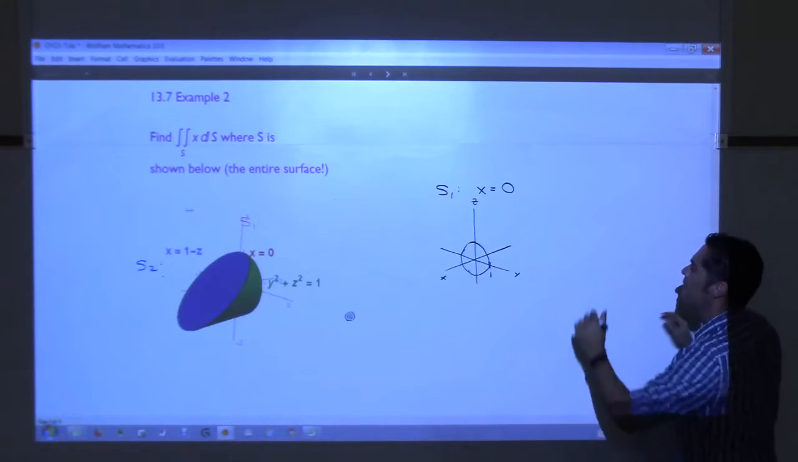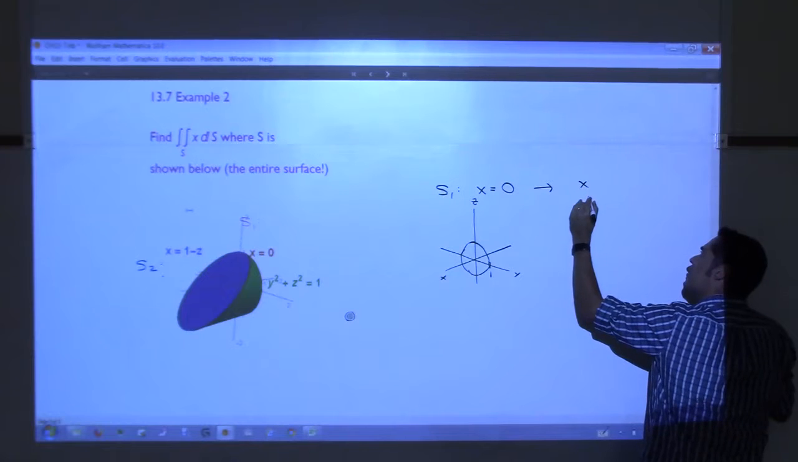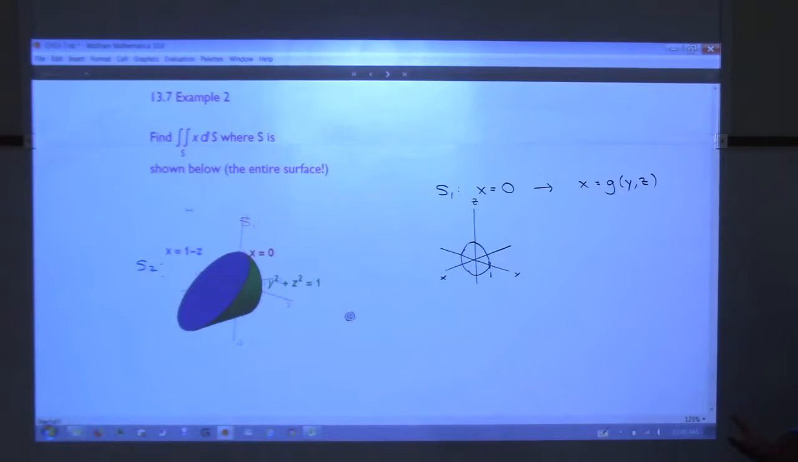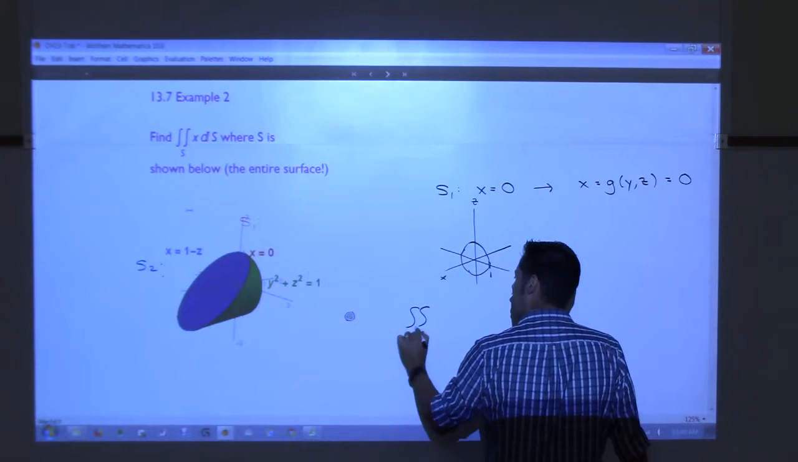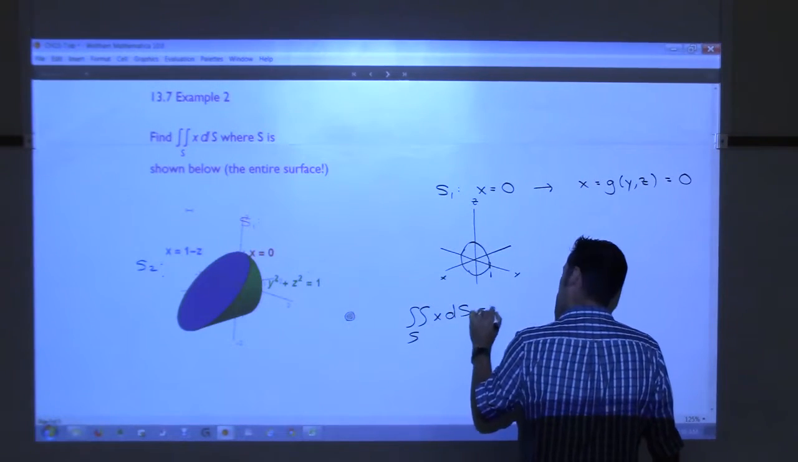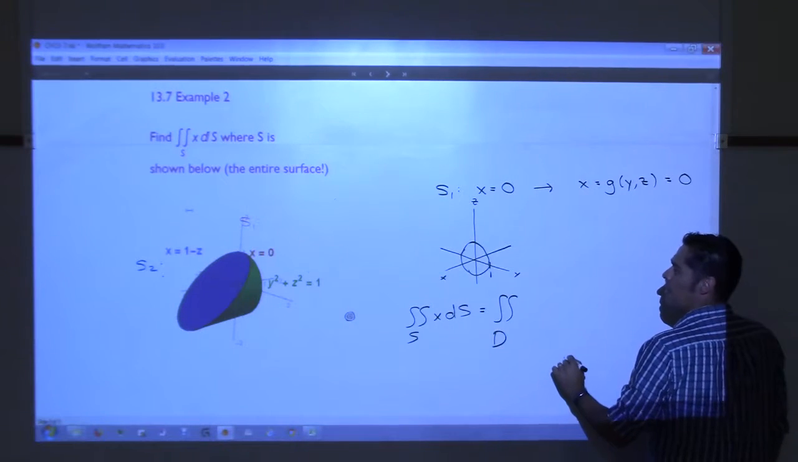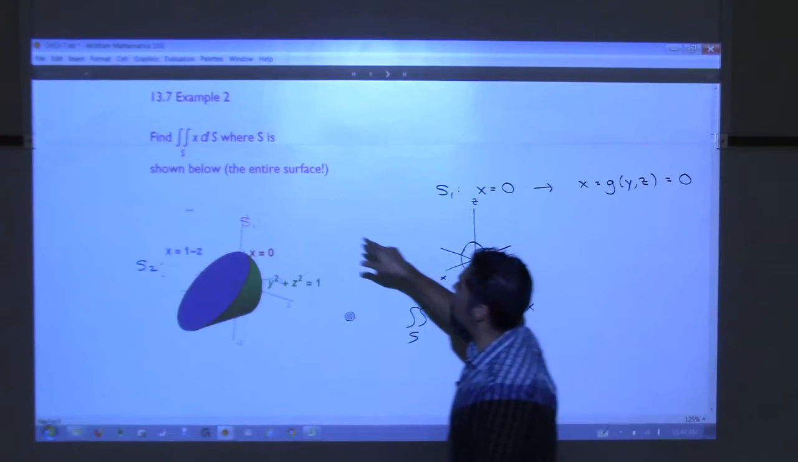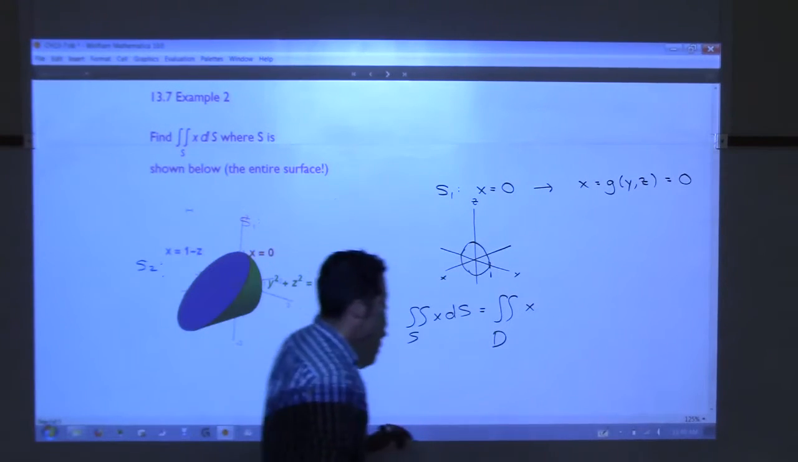So this right here, x is some function of y and z. Even though there's not a y and a z there, it's a very boring function. What is it? 0, right? Y'all okay with that? So according to our previous note, the surface integral over S of x dS should be equal to the double integral over D. Now this is our function. Hold on, I shouldn't put x here.